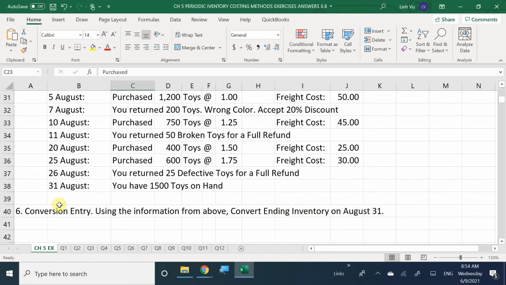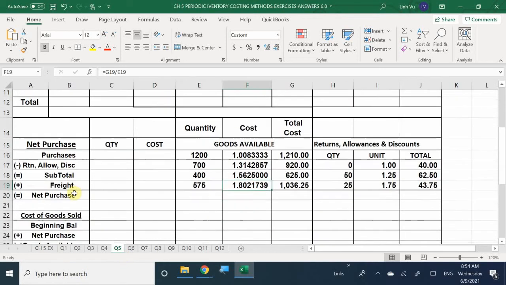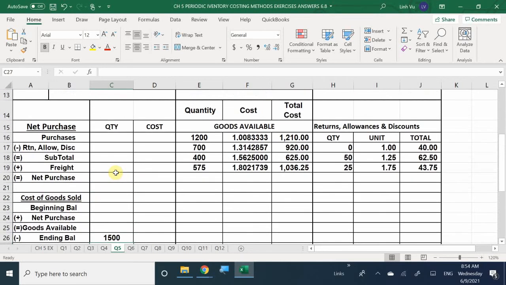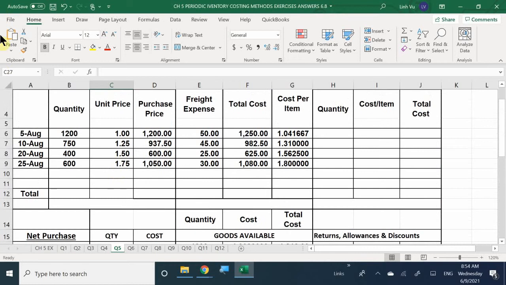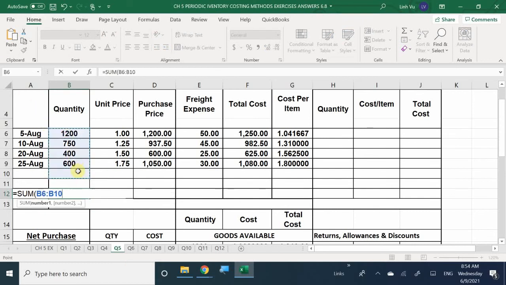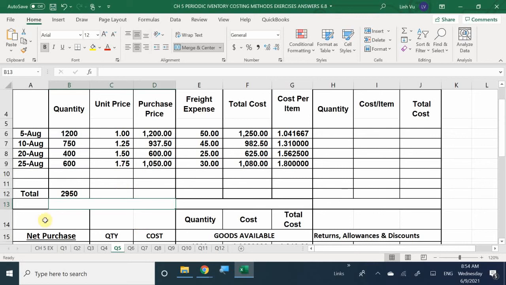We have an ending inventory of 1,500 toys. All right, so we have an ending balance of 1,500. Okay. So let's go ahead and tally up our totals. Let's start off with our net purchases. So here, how many items did I buy in grand total? I got 29.50. $29.50, all right?